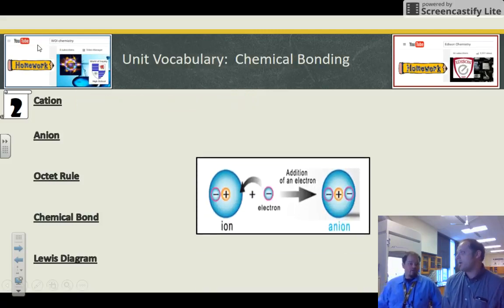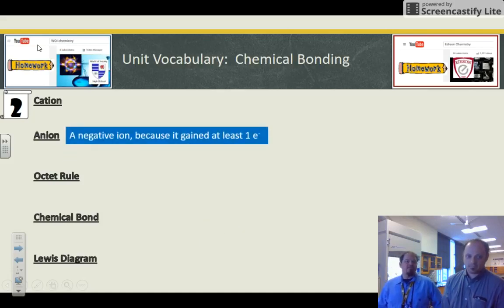And then the annoying one is anion, the exact opposite. It is a negative ion because it has gained an electron. Remember, electrons are negative.